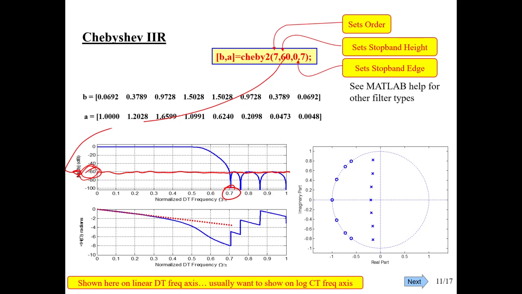So it works. That's why I plotted it on this linear discrete time frequency axis. But to really see how it would interact with an audio signal, I would do it on a log CT axis. So you could run this command and replot it if you want to see what it looks like.